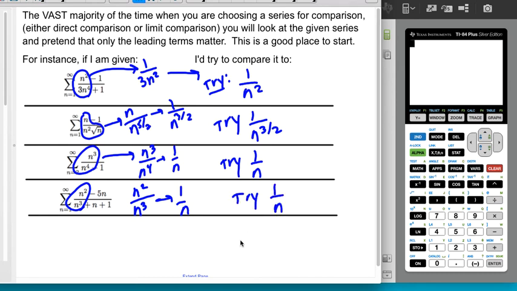I'm not saying that sometimes you can do direct comparison, sometimes you're going to have to do what we call the limit comparison test, but in either case, most of the time when you're given one of these, the thing you're going to be comparing to is the p-series you would get if you just pretended only the leading terms existed.